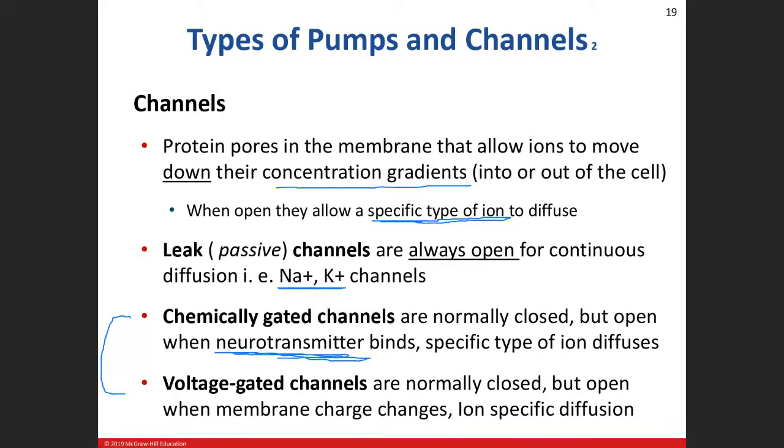So chemically gated sodium channels tell me that I need a neurotransmitter to open up that channel, and once it opens up, sodium moves across the plasma membrane. Okay? Chemically gated potassium channels, same thing. I need a chemical, a neurotransmitter, that will stimulate and open up that channel, and then potassium will move down its concentration gradient. Chemically gated chloride channels.